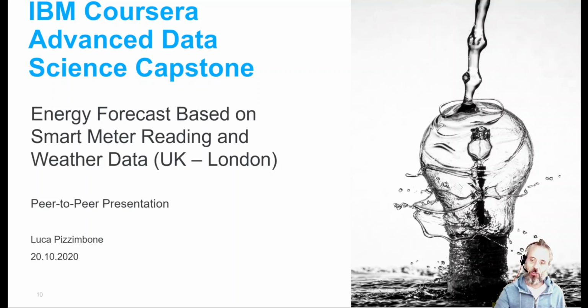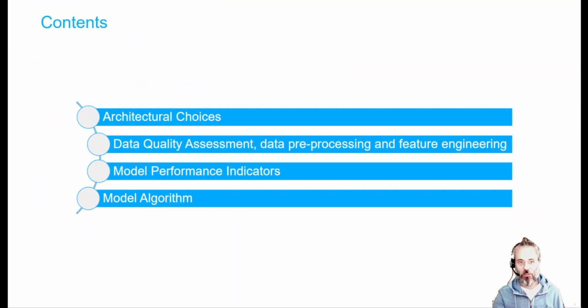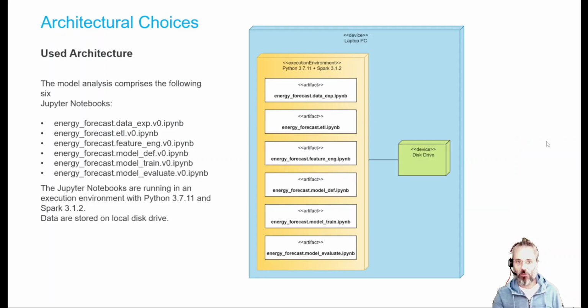Now we continue immediately to the peer-to-peer presentation, where you can have a little bit more insight into the data, the model, and the evaluation. In particular, we will see the architectural choices that we made, the data quality assessment, data preprocessing and feature engineering, model performance indicators, and the model algorithm.